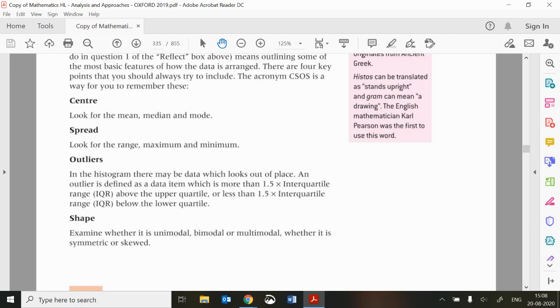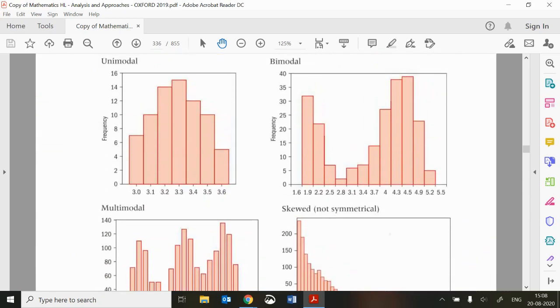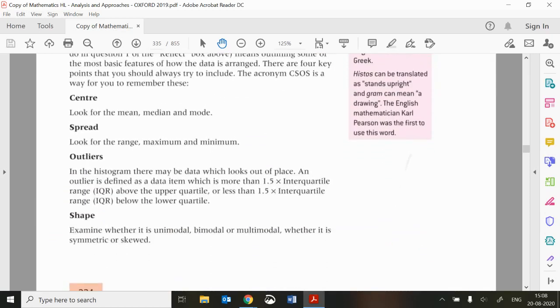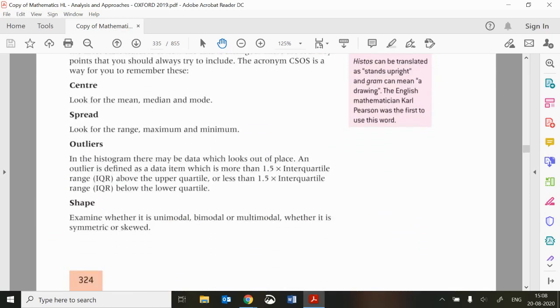And look for the spread. What about the range? What about the maximum? What about the minimum? What can you see from your histogram? We're trying to take a graph. There's going to be some graphs in a second. And we're saying, well, how can we describe the distribution of the data here?